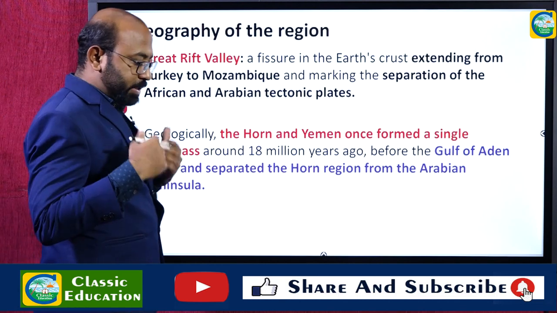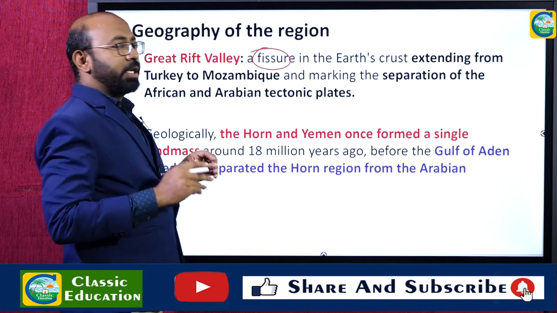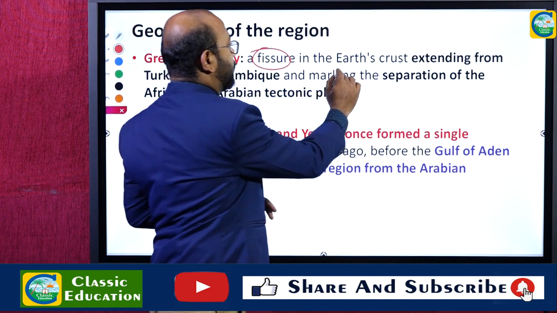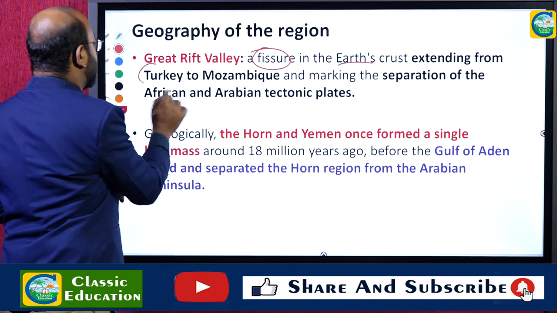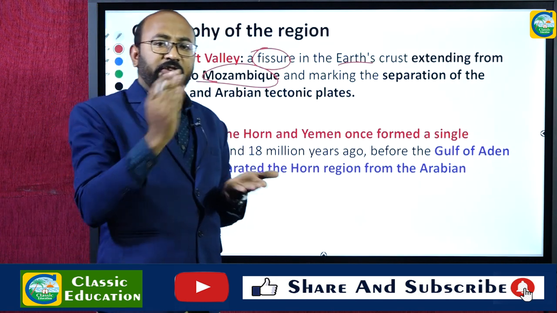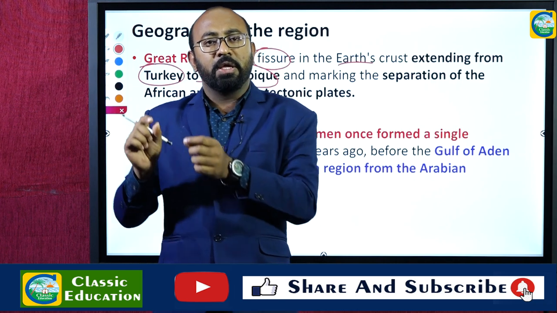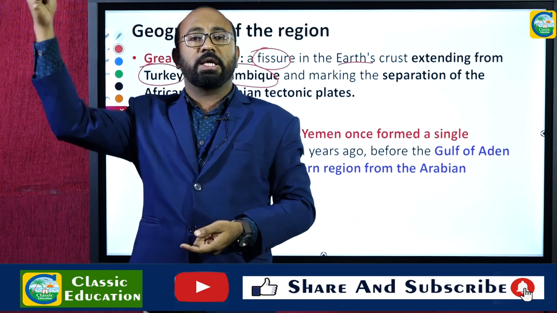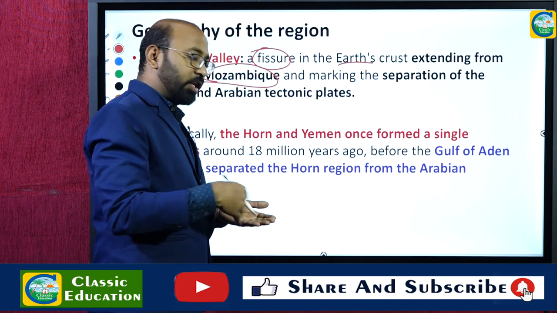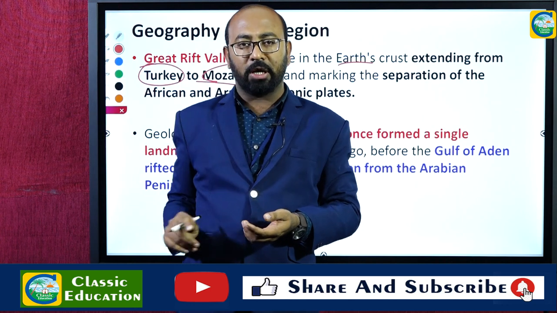Now, let's learn something about the Great Rift Valley. It is a fissure. That means it is a rift, or a split in the earth's crust. It extends from Turkey to Mozambique. That means this split in the earth's crust spreads from Mozambique in the south towards Turkey in the north. Turkey is in the Asian continent, right? This rift valley extends from Mozambique in the south to Turkey in the north.